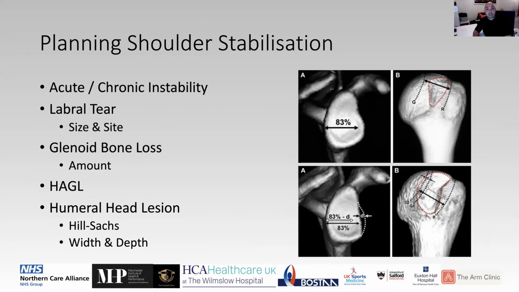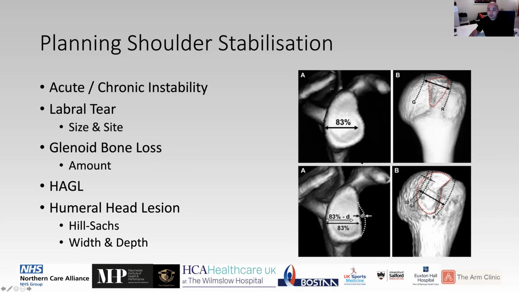So when I'm planning a shoulder stabilization, again, clinically, I want to know if it's acute or chronic instability. In terms of the labral tear, I want to know the size and where on the clock face it is. So the site, I want to know if there's any glenoid bone loss, and if so, what the amount is. Shub has touched on a HAGL lesion, a humeral avulsion of the glenohumeral ligament, and we can see those on the MRI scan as well. And I want to know if one of them is existing. And then on the humeral head, the Hill-Sachs lesion, I want to know what the width and the depth is, because that'll help me plan the right treatment and the right operation for the patient.